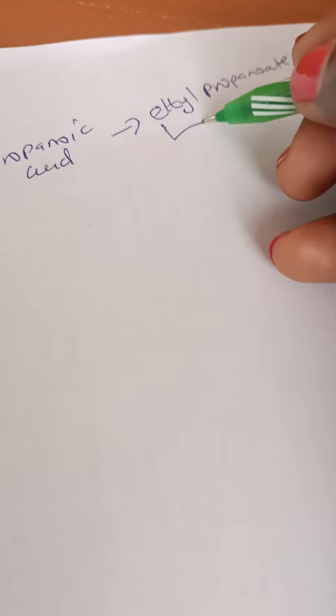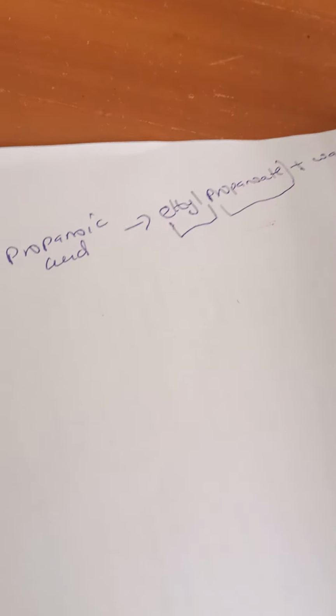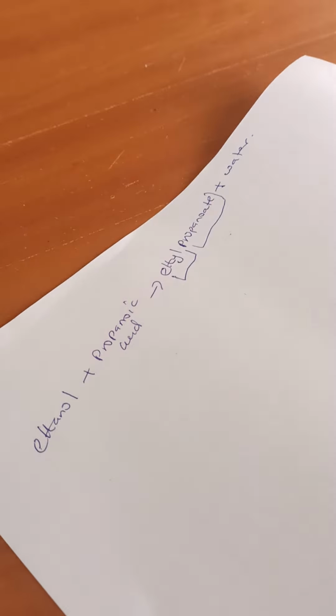Now we said the start of the word, ethyl, is from the alkanol, and the last part is from the alkanoic acid. That is propanoate from propanoic acid, the way we say sulfate from sulfuric acid. Now we want to do a chemical equation of the same.